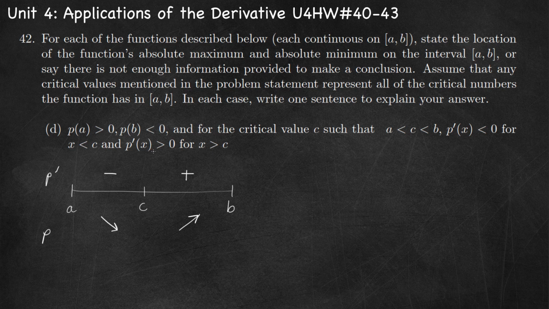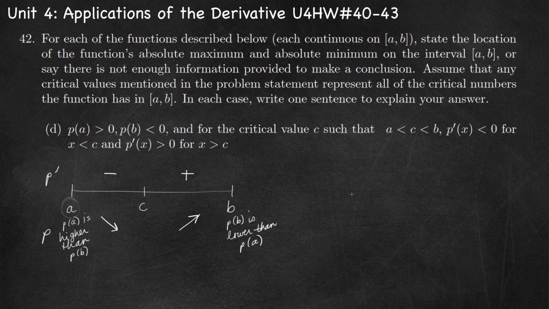And we were also told that P of A is positive and P of B is negative, so the y-coordinate of the endpoint, P of A, is positive, P of B is negative, and positive numbers are higher up on the graph than negative numbers. So P of A is higher than P of B. And over here we can say P of B is lower than P of A.